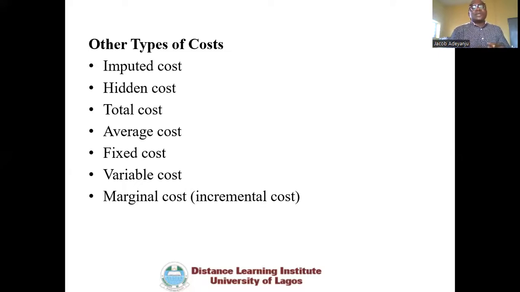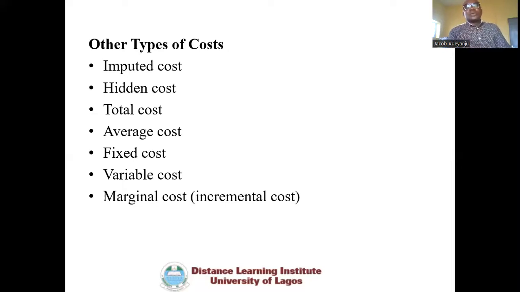We have hidden cost. Hidden cost is the cost that is not easily discerned by the beneficiary or the provider of education. Why do we call it hidden? It is hidden because sometimes we will overlook this cost. Let me give an example.